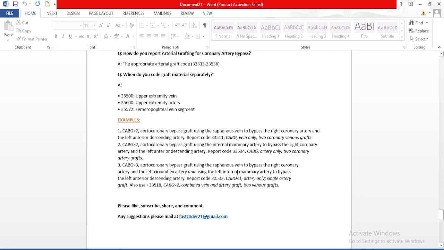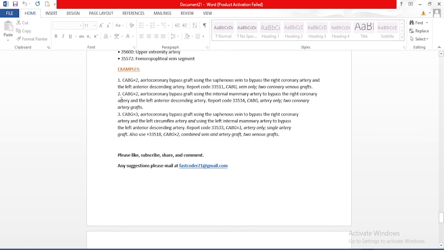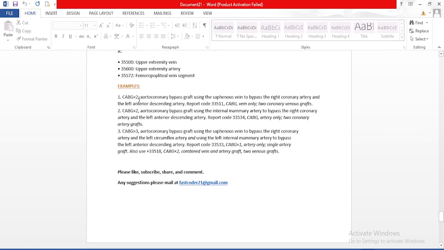So next question, when do you code graft material separately? 35500 upper extremity vein, 35600 upper extremity artery, 35572 femoropopliteal vein segment. So basically, whenever the physician procures or harvests an upper extremity vein, upper extremity artery, or femoropopliteal vein for the coronary artery bypass graft, we need to code them separately. We have a few examples here. Using these examples, we will learn properly.